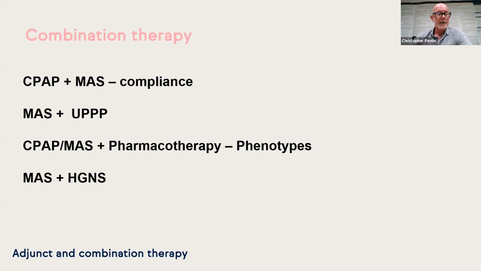And then there's CPAP or MAS and pharmacotherapy. This is getting into the phenotypes, which I'm not going to get into yet, but I'm putting that up because those of you who are more advanced may want to start looking at that, because a lot of work's been done on drugs for obstructive sleep apnea. And the last combination therapy I'm going to put in there is mandibular advancement splint and hypoglossal nerve stimulation. Certainly where I am in the Centre for Sleep Science, we were heavily involved in some of those early studies and can vouch for that as a viable treatment option.